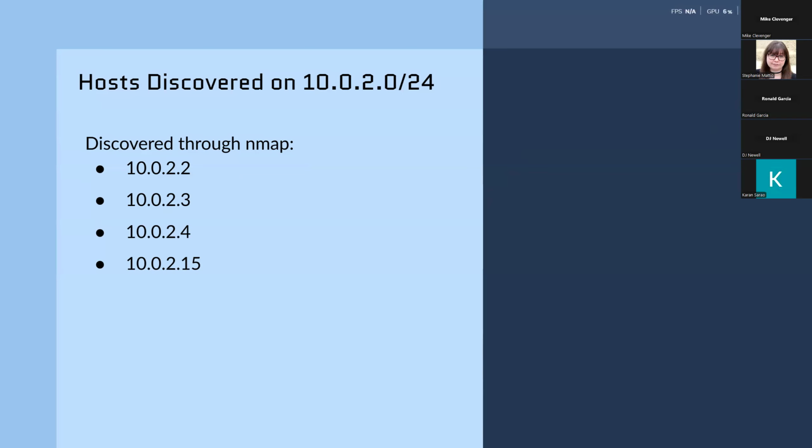The first one being 10.0.2.0, and the other one being 172.16.1. I focused more on the 10.0.2 subnet for this, and after performing more scans on it to see if there were any hosts up, I saw that there were 4 hosts up and running. The results showed that the 4 hosts that were up were 10.0.2.2, 10.0.2.3, 10.0.2.4, and 10.0.2.15. All these scan results were performed using Nmap. Next slide, please.